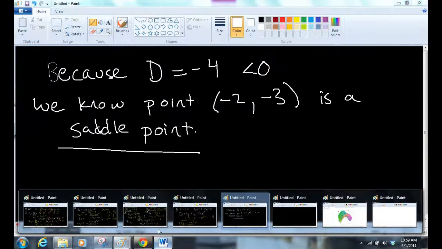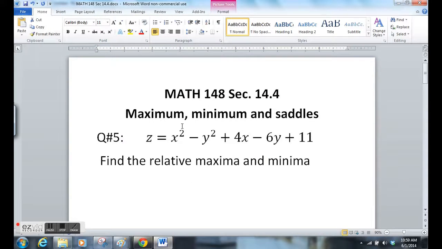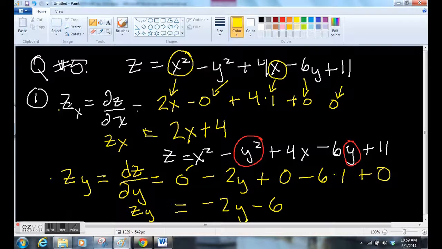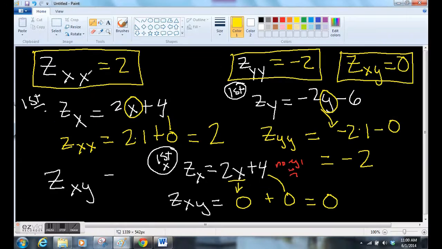I will go through it again briefly. Here we go. Ready? You have this function and it says find the relative maximum or minimum. The first thing you do is you find the derivative in terms of x. Then you find the derivative in terms of y. And then you set the derivative in terms of x equal to 0, y equal to 0, and you get this point, negative 2, negative 3. Okay? And then you find these second derivatives, zxx, zyy, zxy, and they will come down to these digits for these sorts of problems.